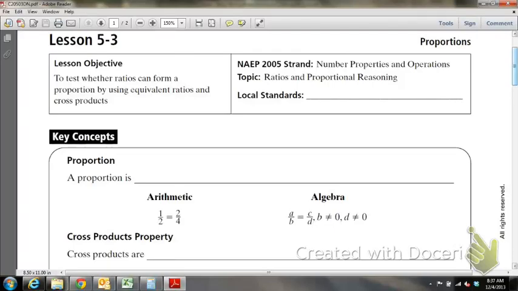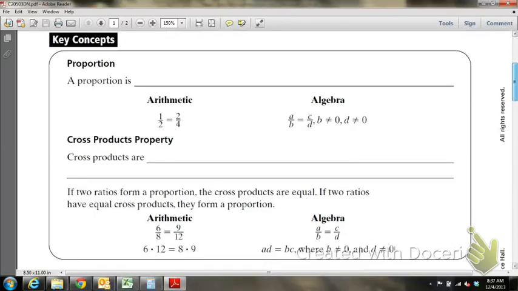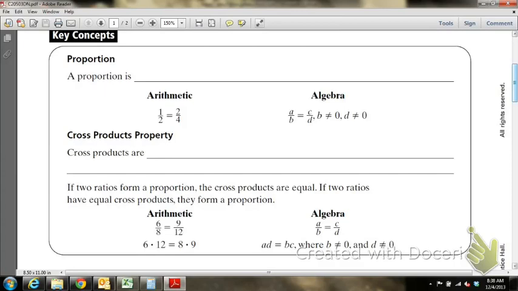In Lesson 5.3, we're going to look at some proportions. So first, let's talk about what a proportion is. A proportion is two equal ratios. I remember ratios is just a fancy word for fractions.